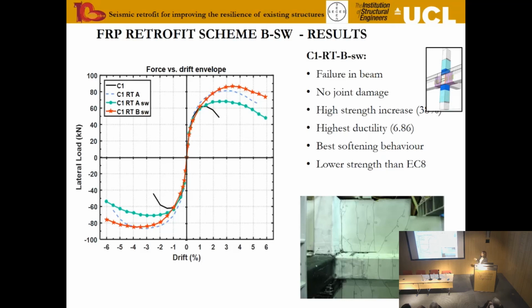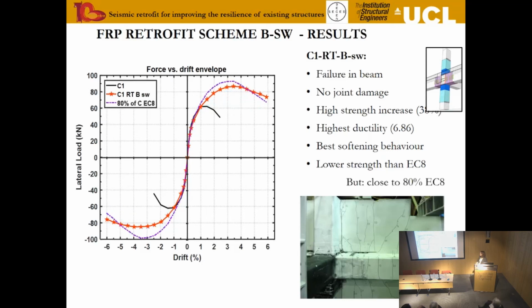So it showed the highest no joint damage, failure was in the beam, highest ductility, 6.8, which is quite large, but also very good softening behavior, and although we didn't achieve the full strength of Eurocode 8, it was quite close. So you can see here there is actually damage within the beam, but it's mainly concentrated away from there. So that's your comparison. That's 80% of Eurocode 8, which is the blue, and what we achieved was the red. So not too bad.